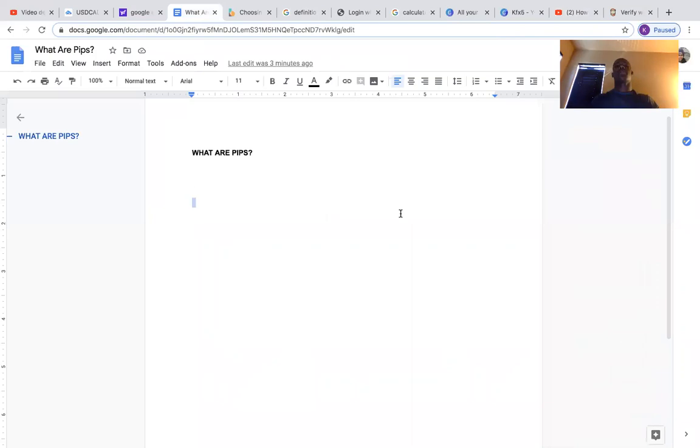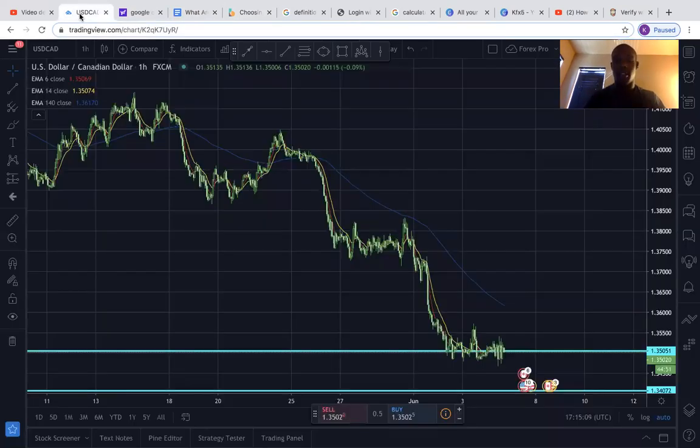All right. So, what are pips? If you watched the first video, What is Forex, I said that it was point and percentage, pretty much the percentage at which a certain pair costs towards another pair. And in this example, the US dollar right here is going against the Canadian dollar. So this is the base currency and this is the quote currency.